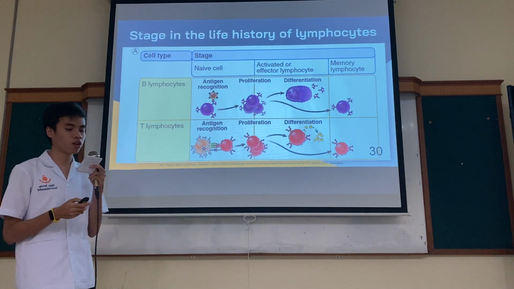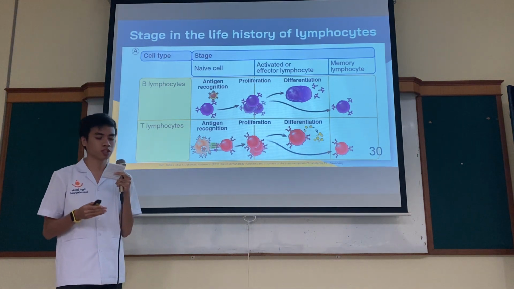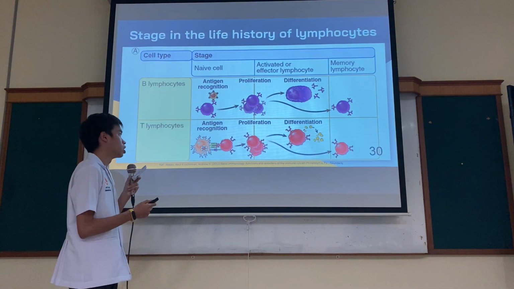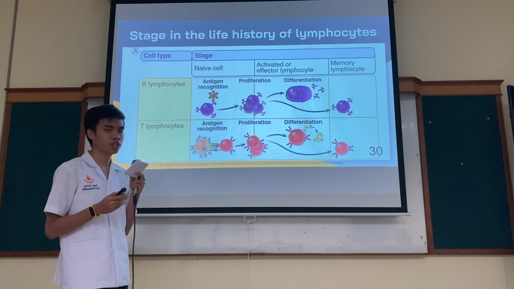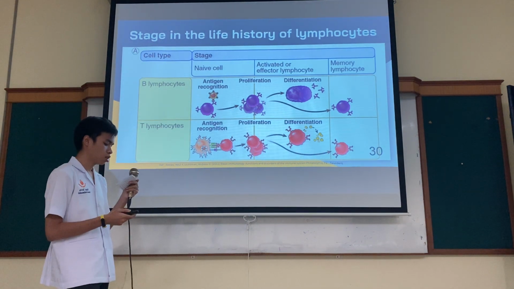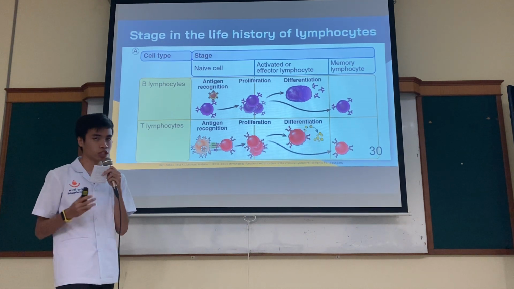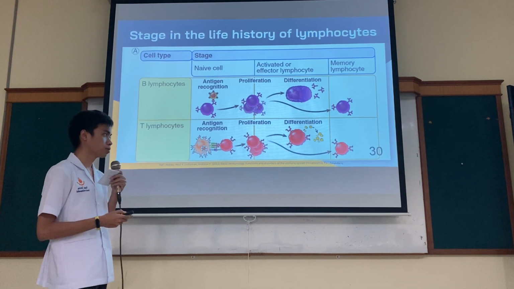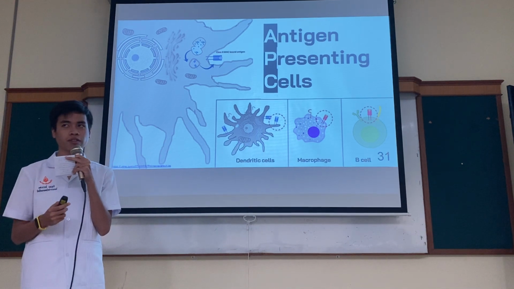The effector cells of the B lymphocyte lineage are antibody secreting plasma cells. The effector cells of the CD4 T lymphocyte lineage produce cytokines. Other progeny of the antigen-stimulated lymphocytes differentiate into long-lived memory cells. Next, antigen-presenting cells will be presented by the next speaker.